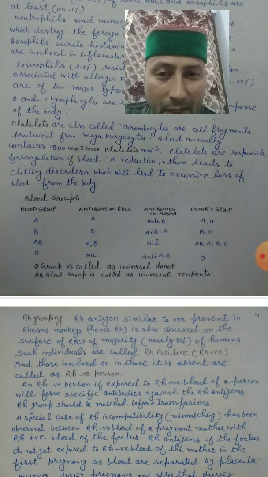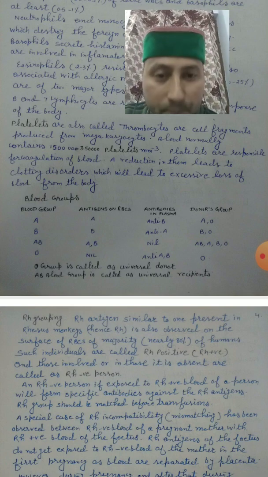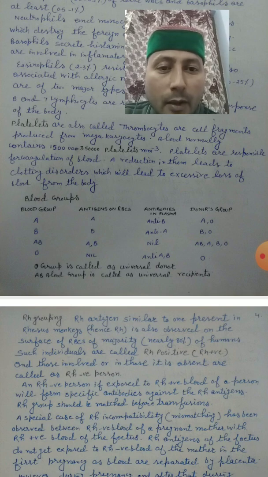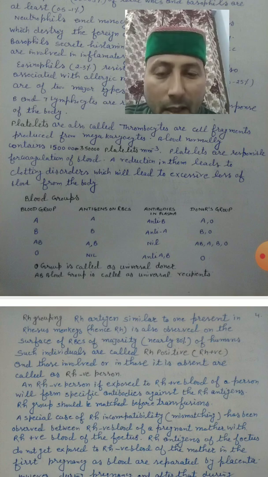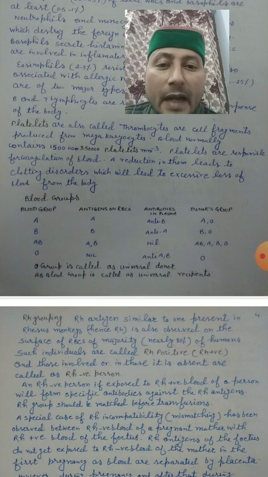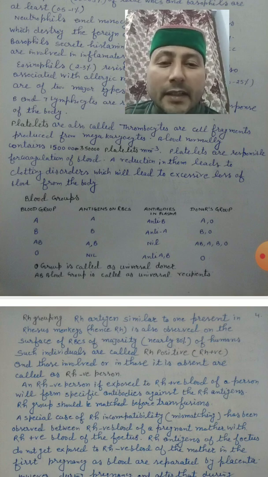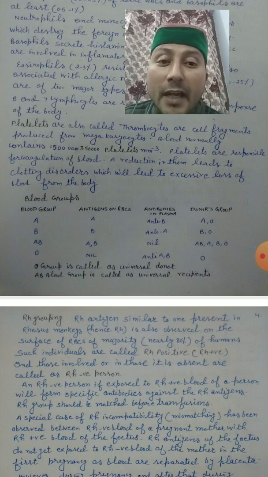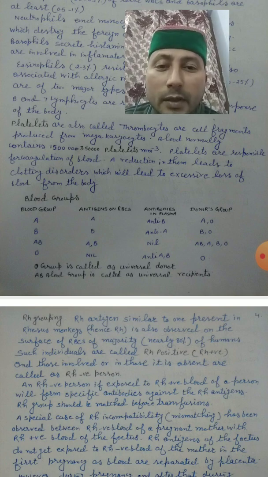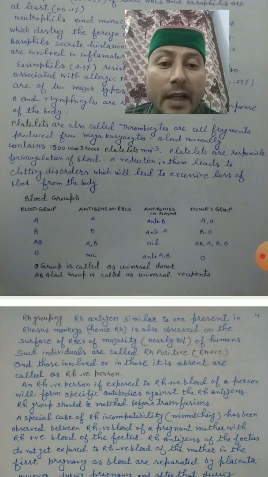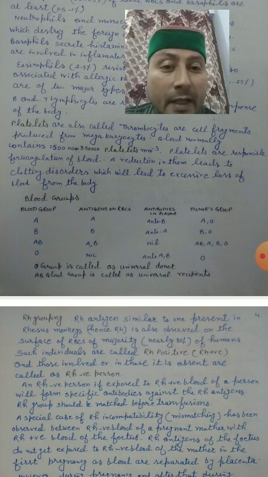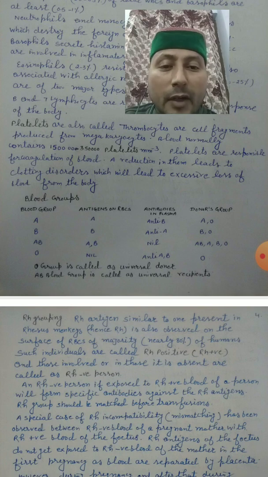B will have B antigens on RBC, anti-A antibodies, and they can take blood from B and O. AB blood group has antigens A and B, antibodies are nil, so they can take the blood from AB, A, B and O. O does not have any antigen on RBC, but has antibodies anti-A and anti-B, so they can only take the blood from O.